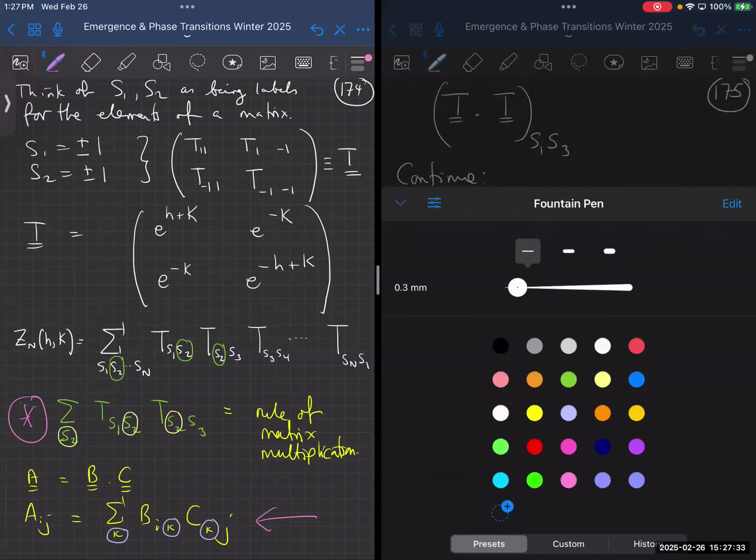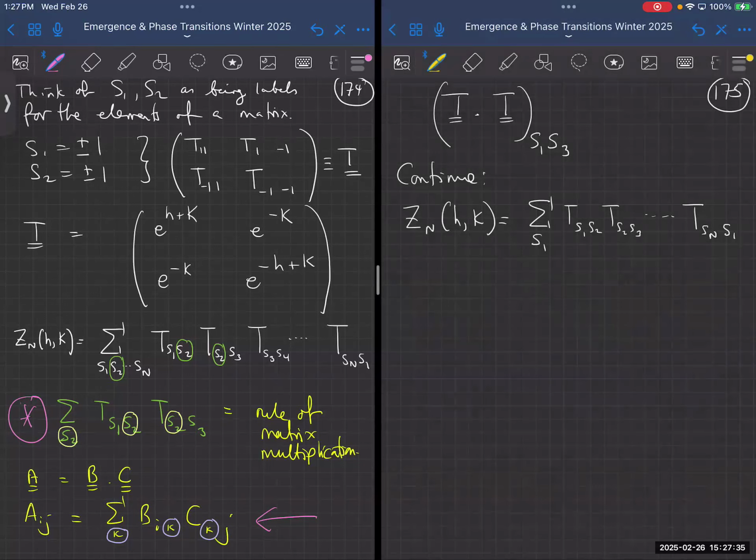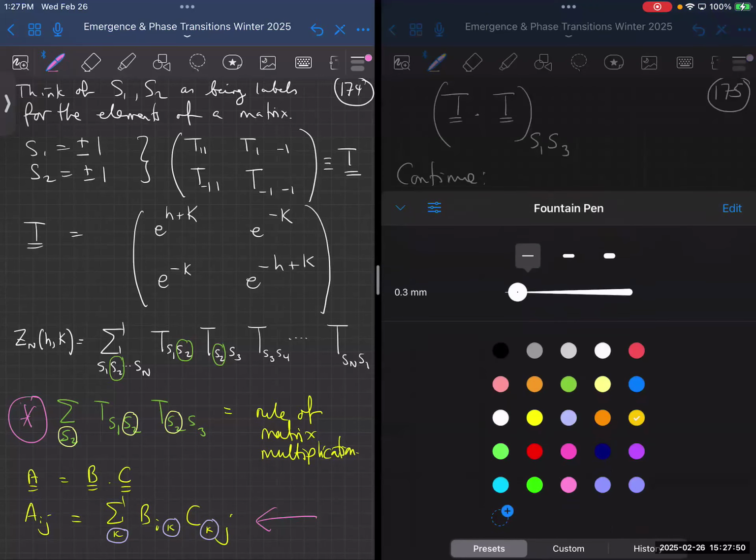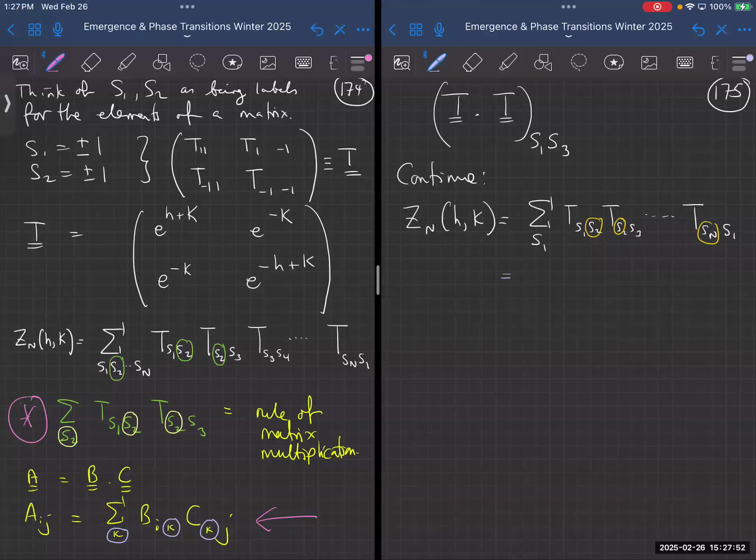And each of these variables inside here that I've circled, they've all been summed over, S2, S3, all the way up to Sn, and the only one that is left is S1. So this thing is then equal to the sum over the variable S1. And how many factors of T are there? 1, 2, all the way up to n. So I've got the matrix T to the n, and then what are its elements?